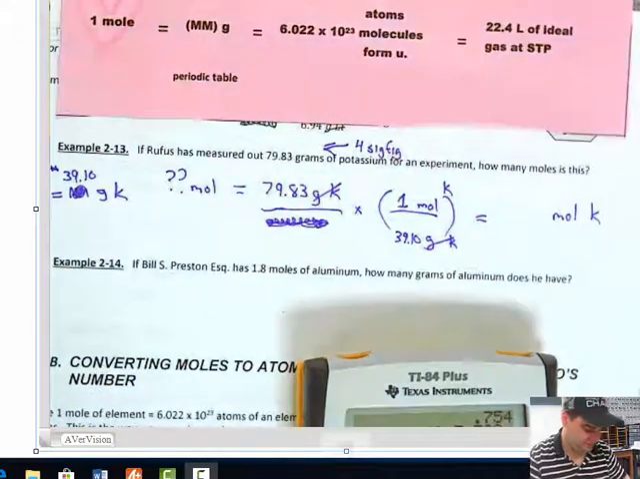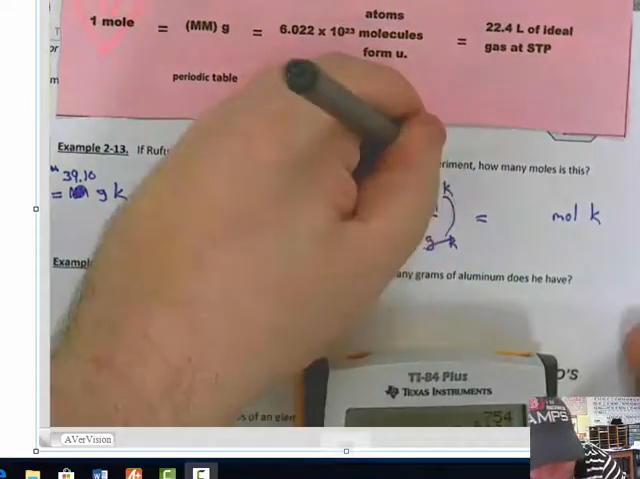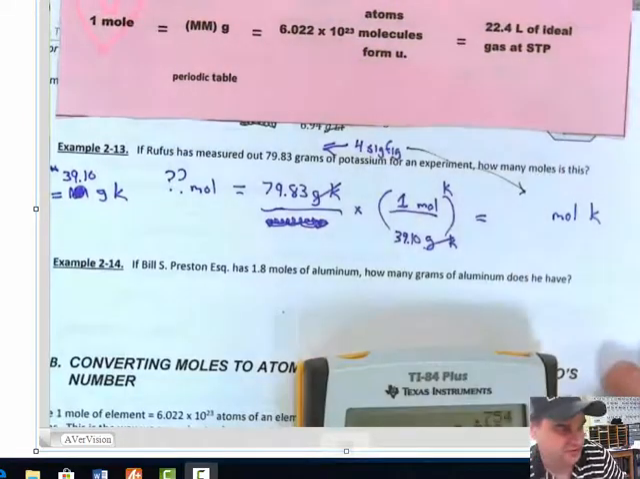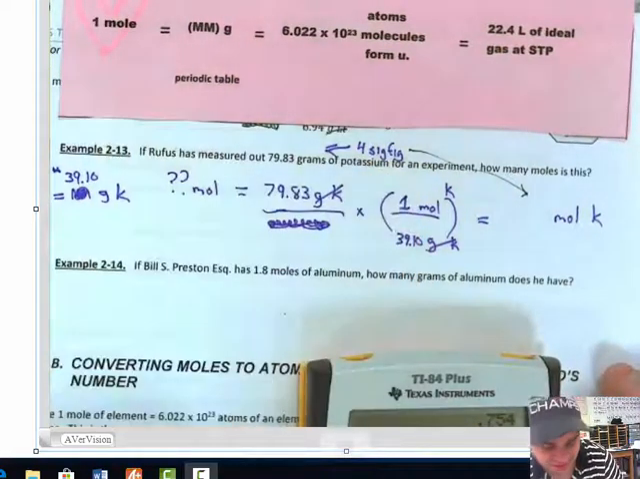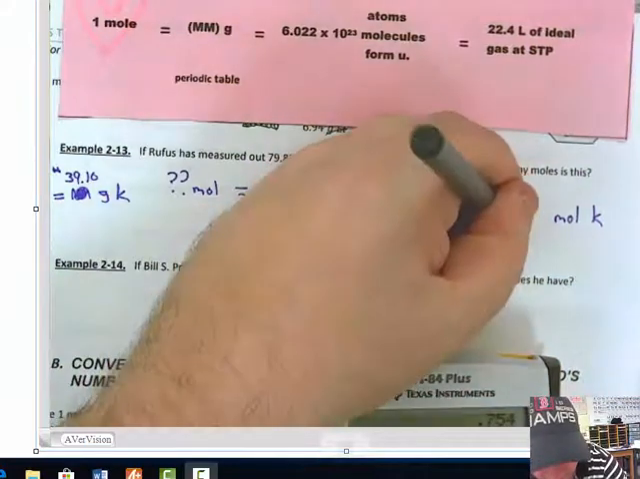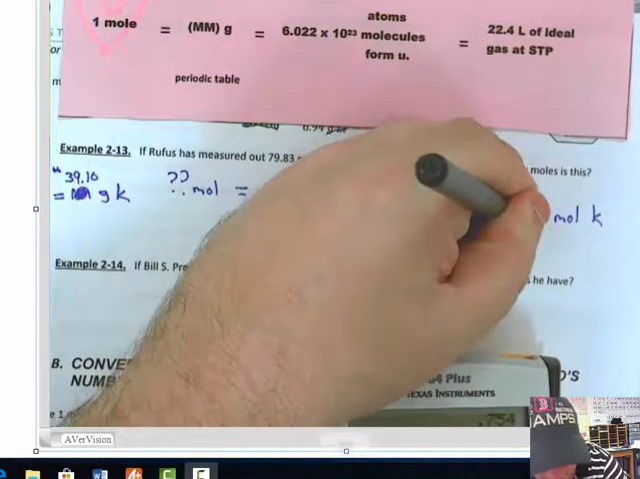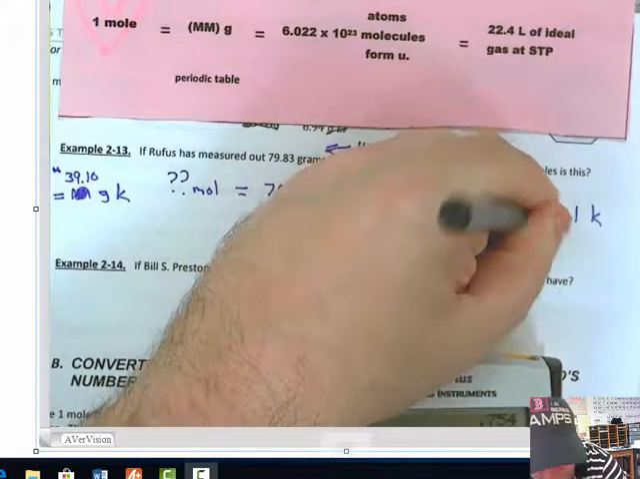So my answer should have 4 significant figures. These numbers have infinite significant figures because my conversion factors have all infinite significant figures. So the correct answer for this is 2.042 moles of K.